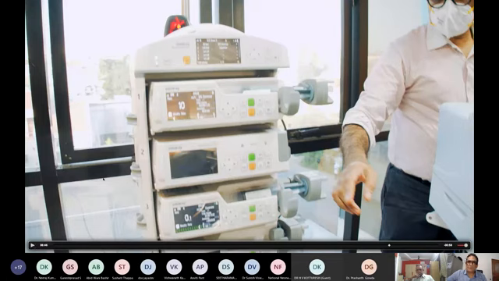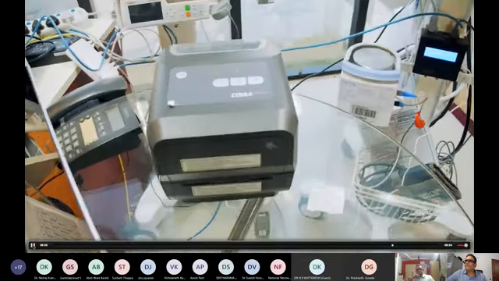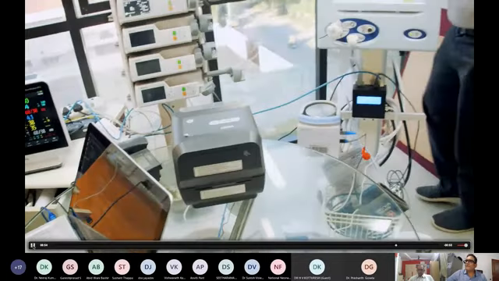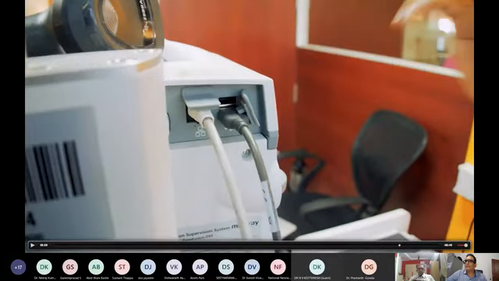I think maybe later Dr. Suresh may be able to give some explanation about the importance of the dock and all those things. But, so this is our workstation. This is what we daily do. So this is the barcode printer that we need. And you need a network cable.